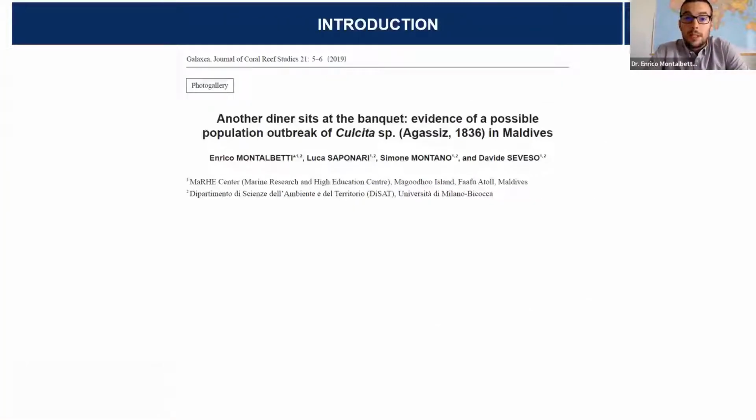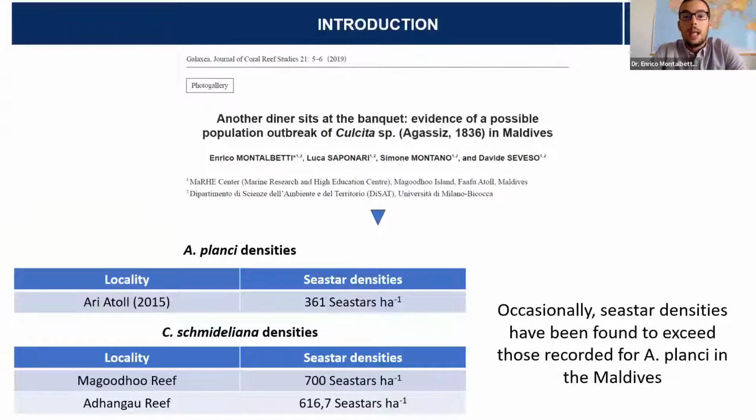Anyway, we found that in the Maldives, it is sometimes possible that Culcita schmideliana populations can reach densities that exceed those recorded for Acanthaster planci in the same area. Like it happened, for example, in what we called an outbreaking event that occurred in Faafu Atoll between 2018 and 2019, as you can see from this table.